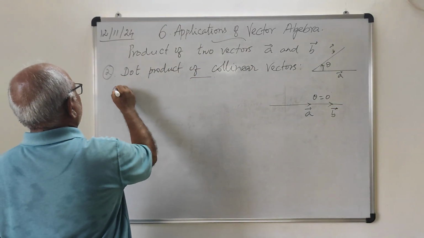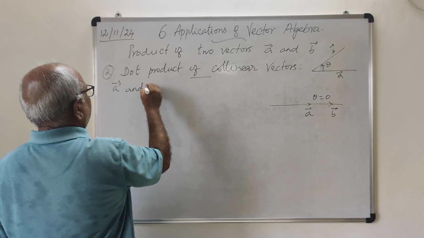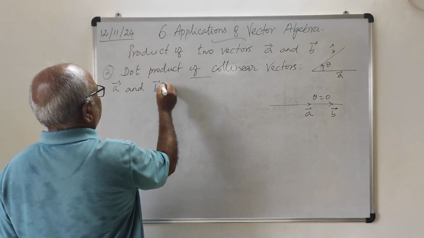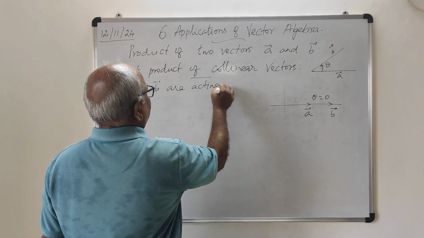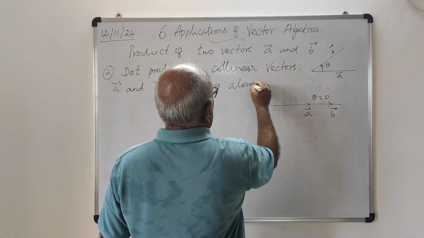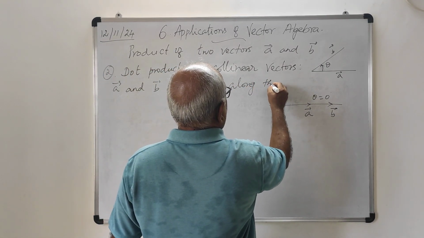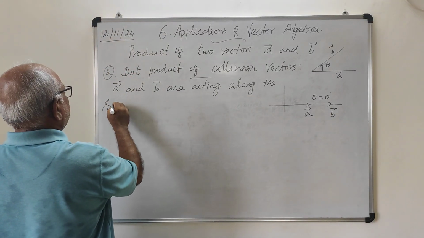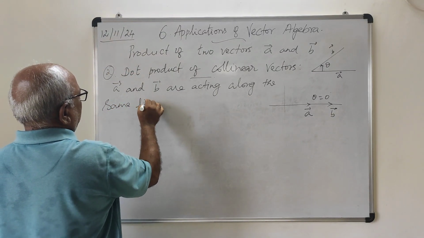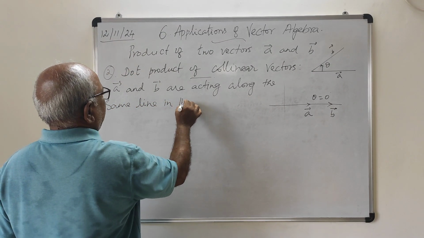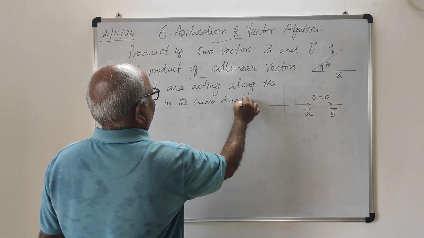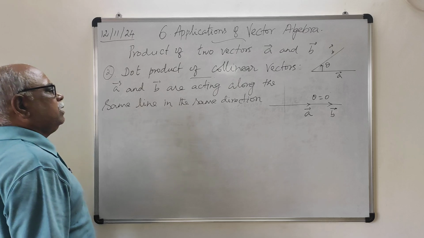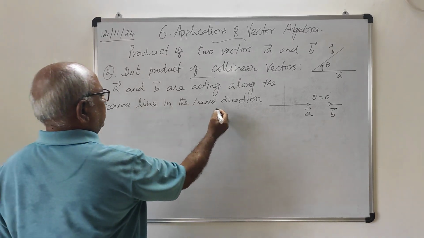Collinear means A vector and B vector are acting along the same line in the same direction. In this case, theta is 0.